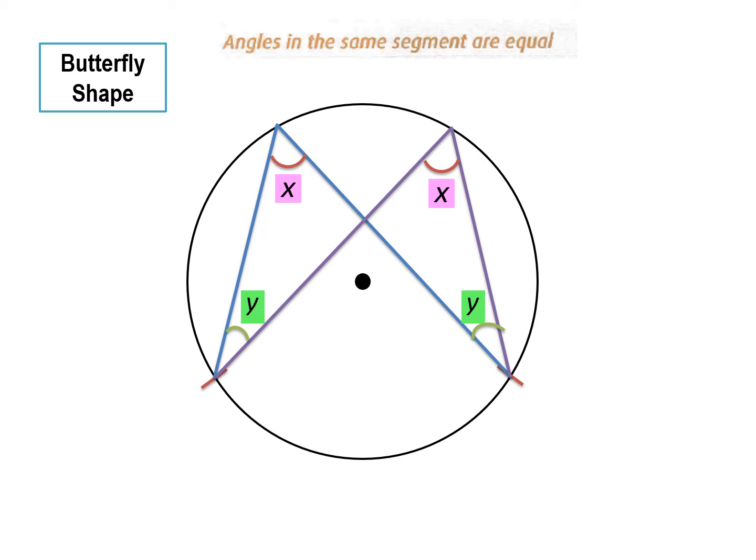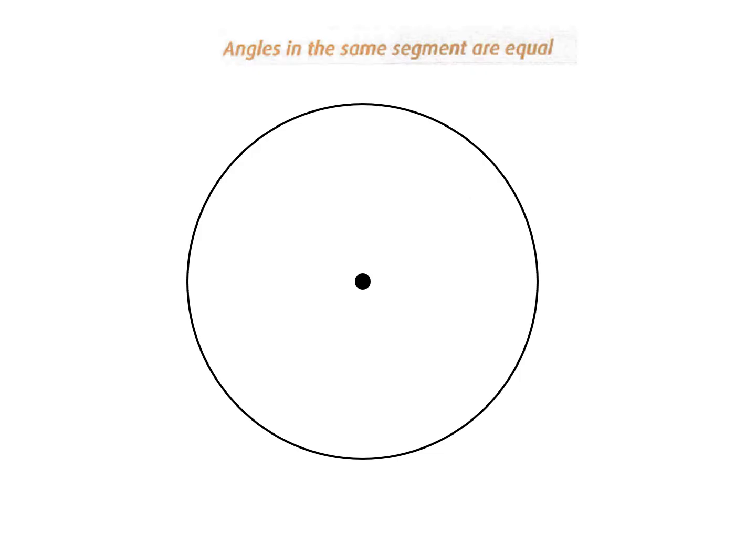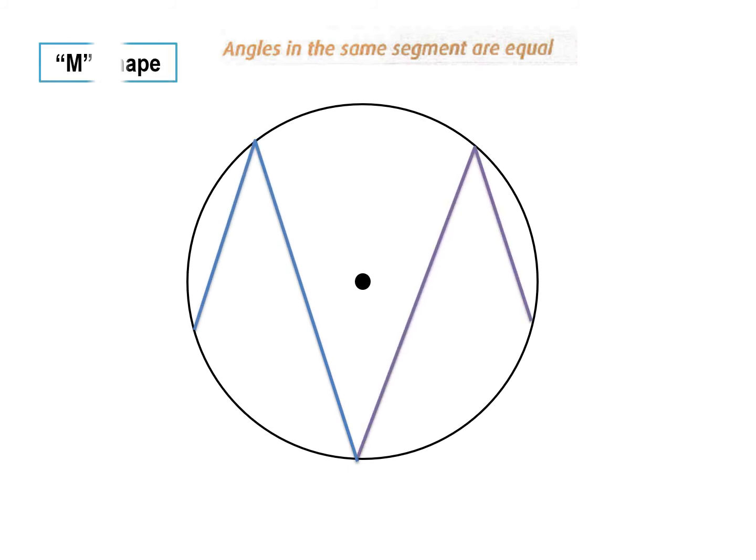So, next one. Alright, now this is like an M shape. I mean the letter M. Okay, but you must bear in mind that the arc should be equal in length. If we have arcs which are equal in length, the angle subtended to the circumference should always be the same.